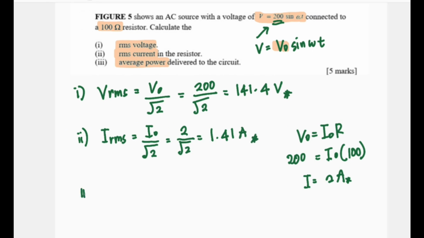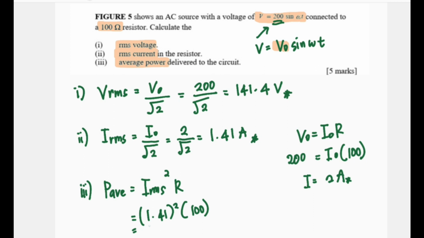The third question: we are going to find the average power delivered to the circuit, which is P average equals I RMS squared times R. So I RMS is 1.41 squared times 100 ohm, so we can get 198.8 watt. Okay, now we are going to check the second question.